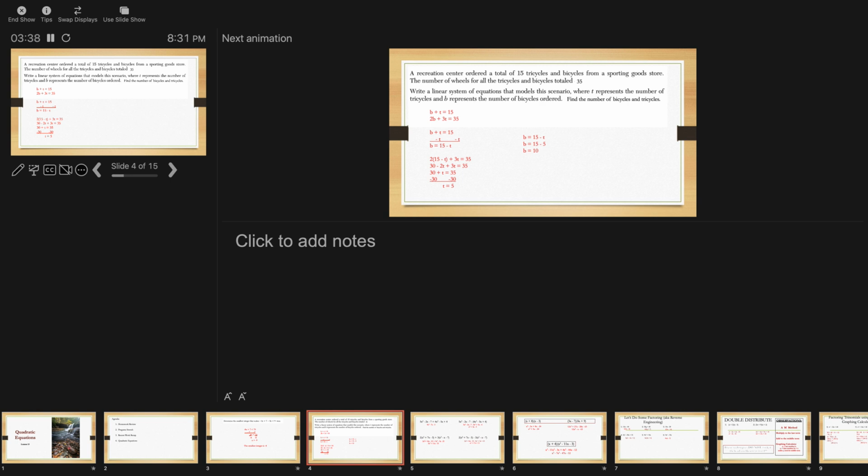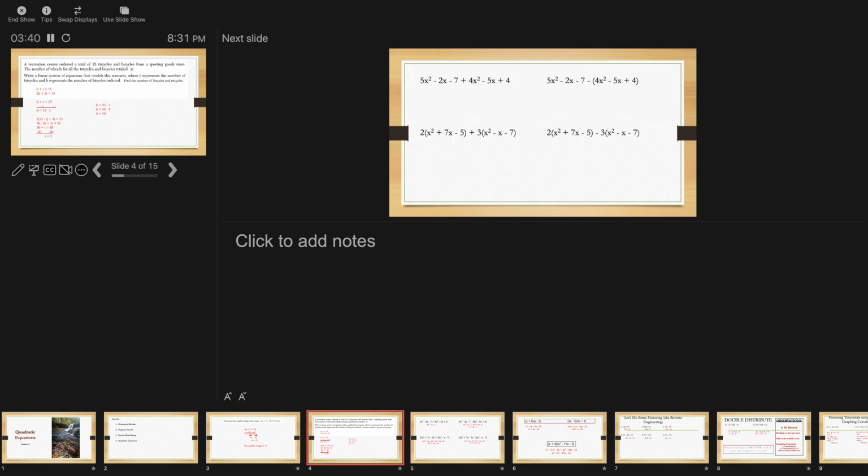Now we're going to go back and calculate the bicycles. That's pretty easy. Bicycles is 15 minus t, so if you bought 5 tricycles, you have bought 10 bicycles. And 10 bikes have 20 wheels, and 5 tricycles have 15 wheels, and 15 and 20 adds up to 35, so booyah! I know I got it right.